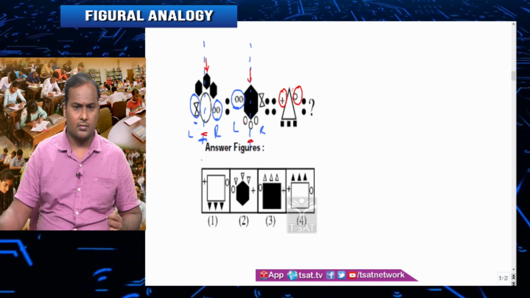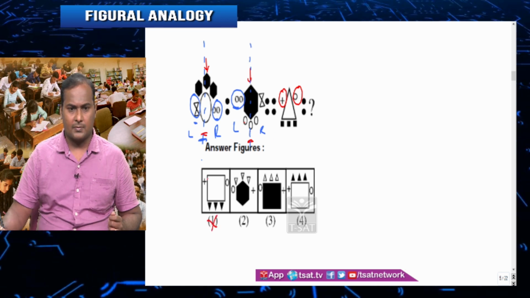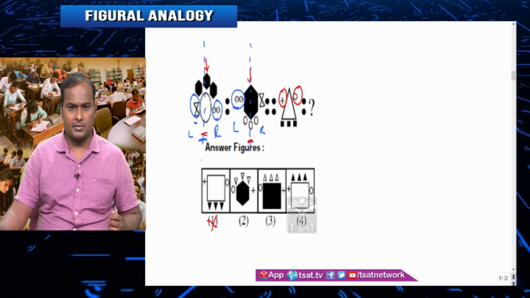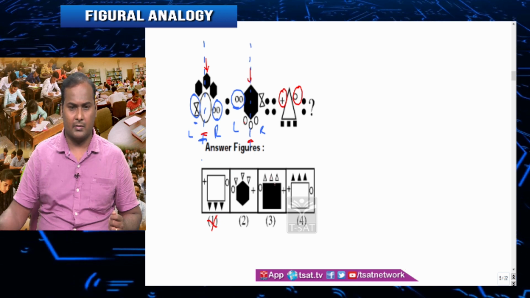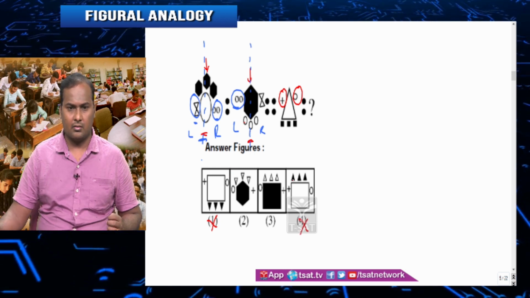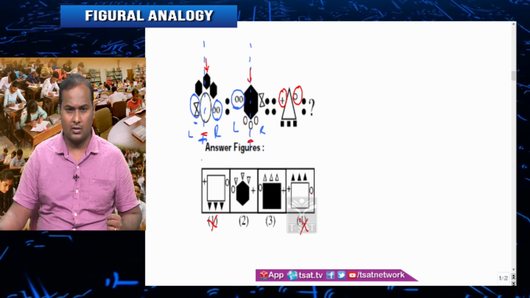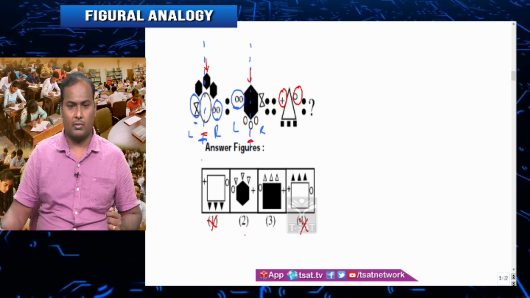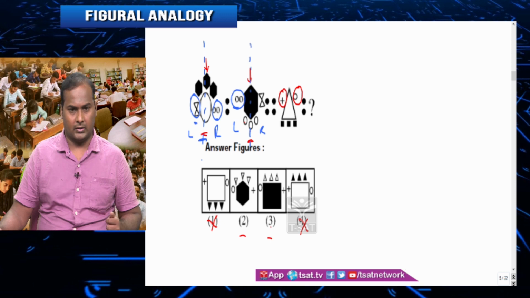The moment you see this, option 1 cannot be your answer, because the plus is on the same side and the circle is also on the same side. Option 4 cannot be your answer, because the plus and the circle are on the same side. And your answer may be between 2 and 3.